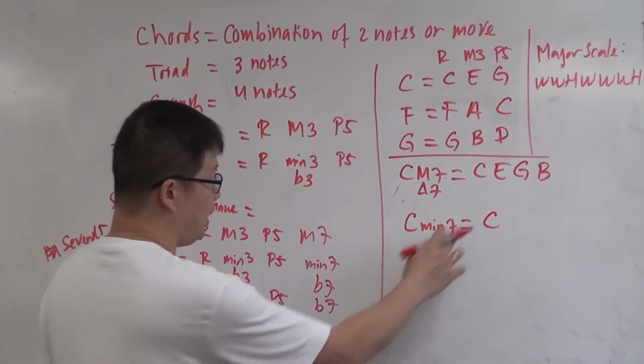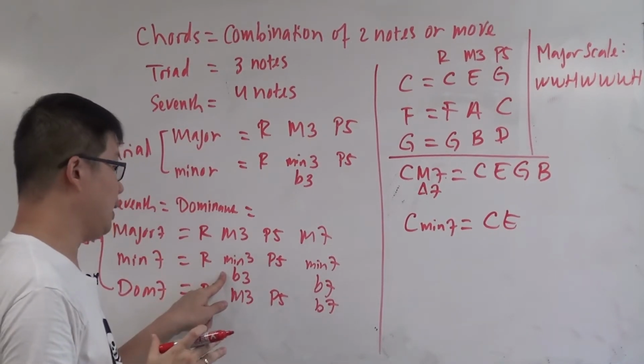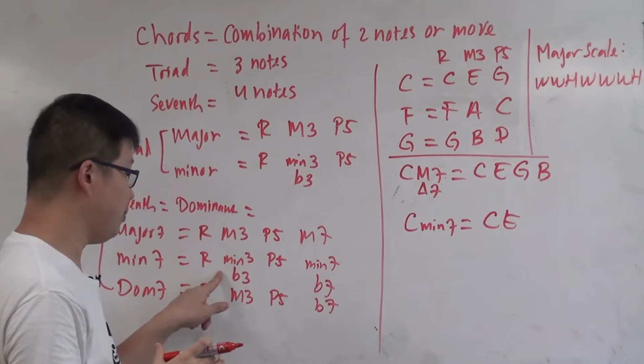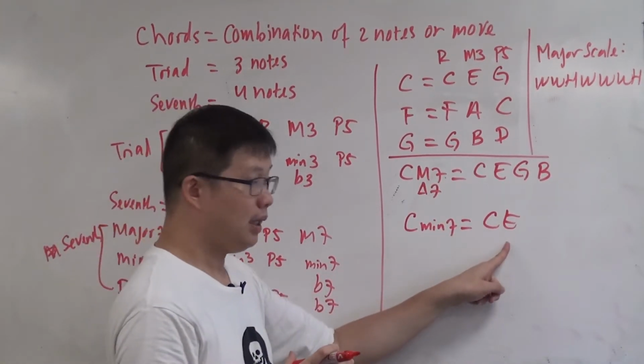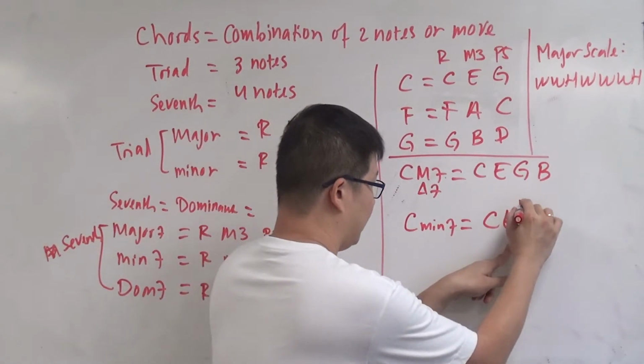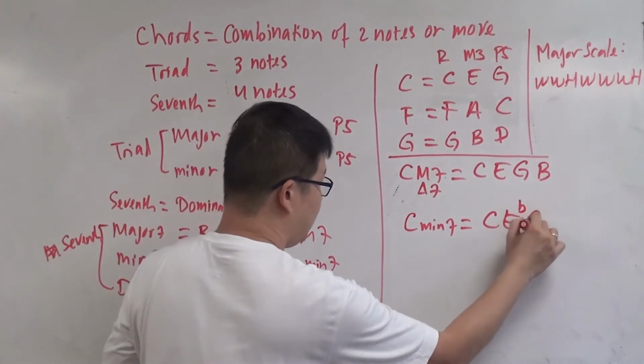The major third of C is E. However, the formula says instead of having it as a major, it should be minor, which is flat 3. So E is the third. Flat 3 is E flat. Now the perfect fifth of C is G.